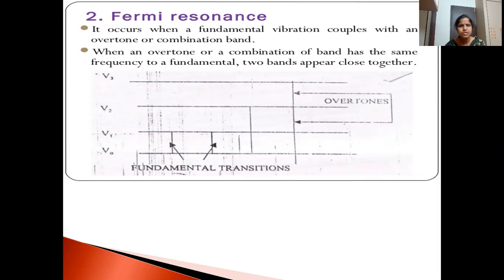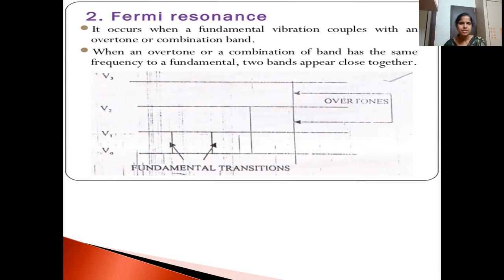Then there are combination bands. Combination bands occur when 2 fundamental frequencies combine and are excited simultaneously. When these two fundamental vibrations combine, they give rise to a combination band. So we have fundamental bands, overtones and combination bands in IR.